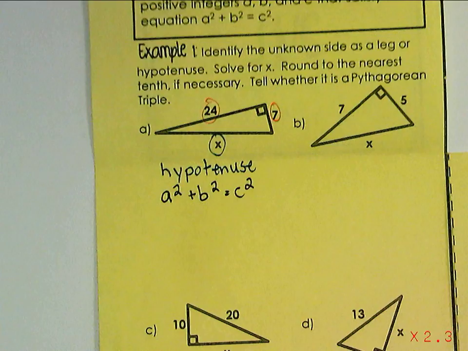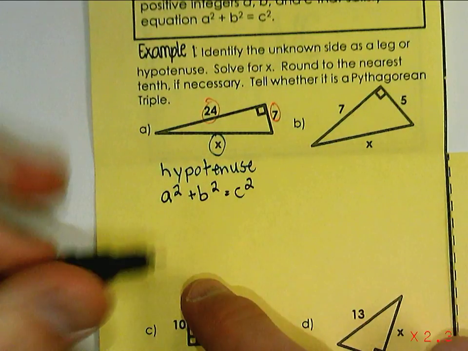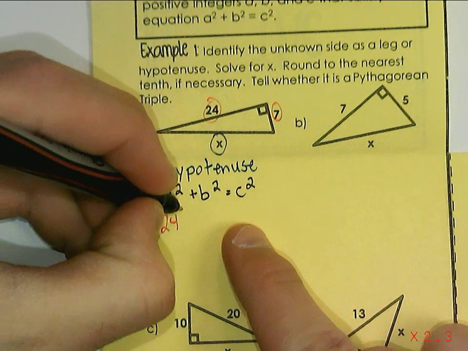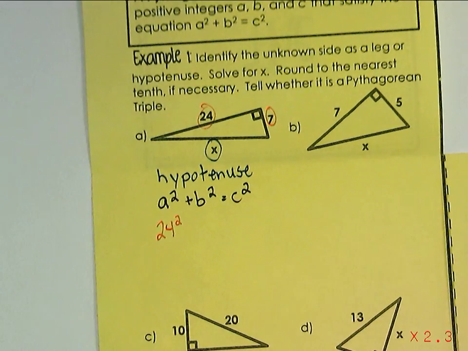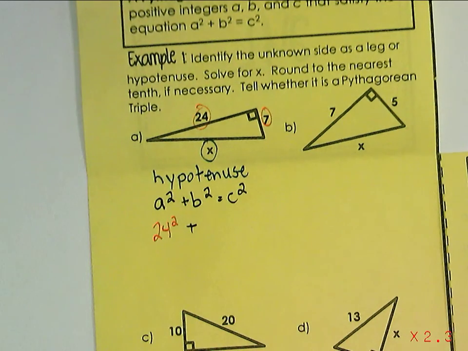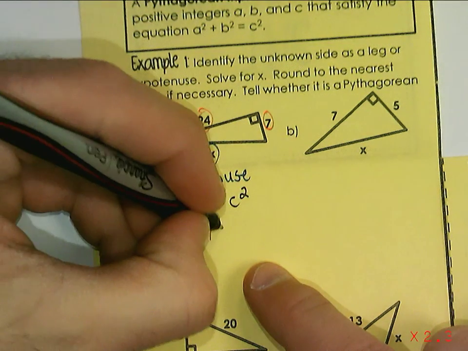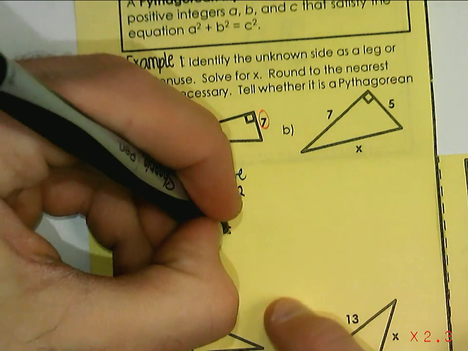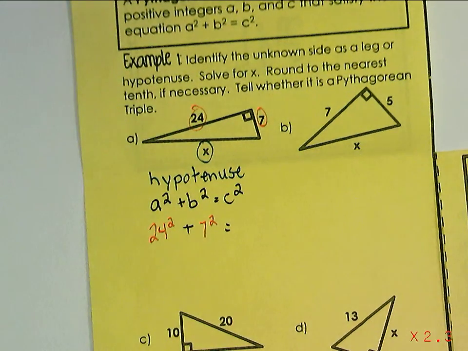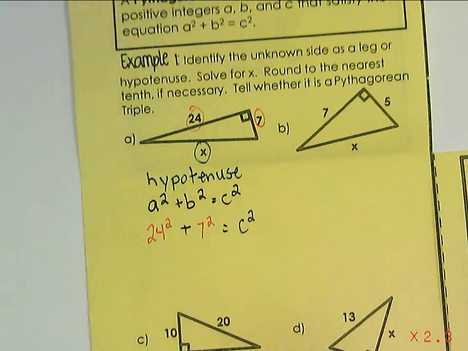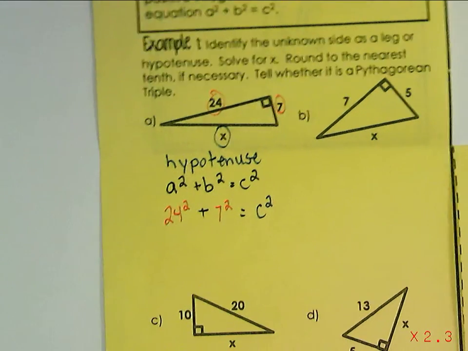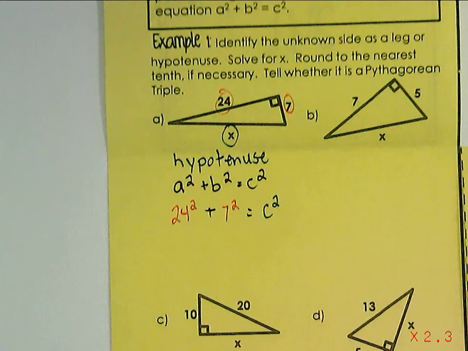So let's fill in the numbers that we know. We have two legs, so we're going to have 24 squared plus 7 squared, and that's going to be equal to c squared. So c squared is our unknown at this time. We need to figure out what that is. First and foremost, we'll need to square both 24 and 7. A perfect squares list would come in handy at this time, or if you want to use a calculator, that's fine.